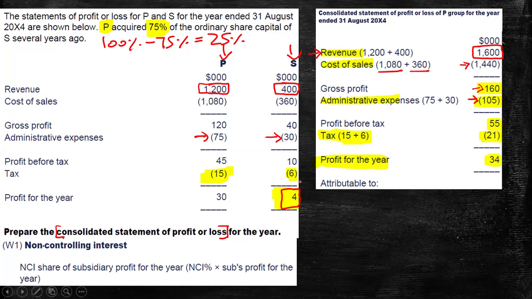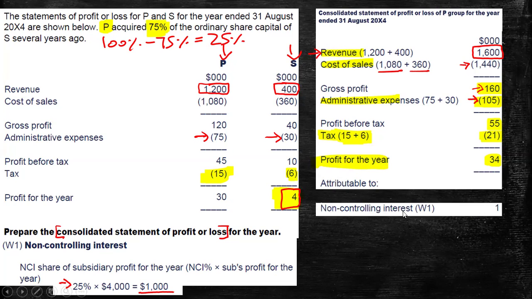25% of this 4,000. So you apply 25% to 4,000 and you get NCI's share of the subsidiary's profit, that is 1,000. And that you can show as being NCI's share of this overall profit. NCI's share of this overall profit is 1.